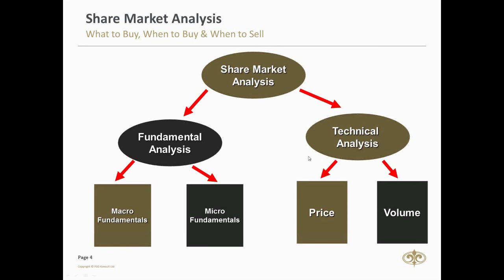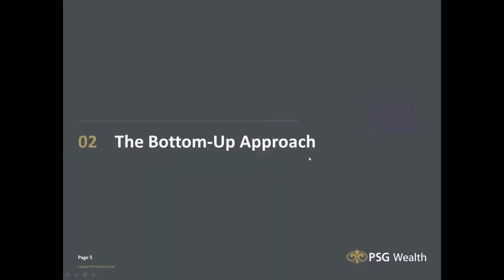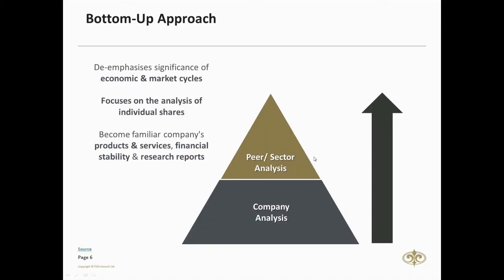Let's get into the nitty-gritty of what I call a bottom-up approach. This is more for the investor. When I talk about a bottom-up approach, you ignore the economic cycles or what's happening in the economy, but you focus on the individual companies themselves. I find the best way to do this is to scan the market based on fundamental criteria. So you become more familiar with the companies, their financial reports, the nature of their business, their products, their services, what they do. Then you compare that company to its peers and do some sector analysis. That's what we call a bottom-up approach.